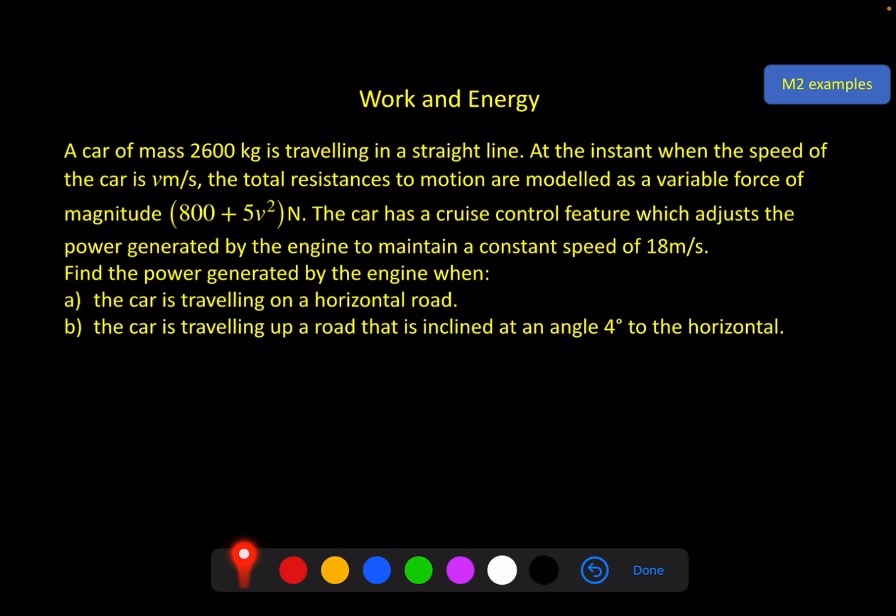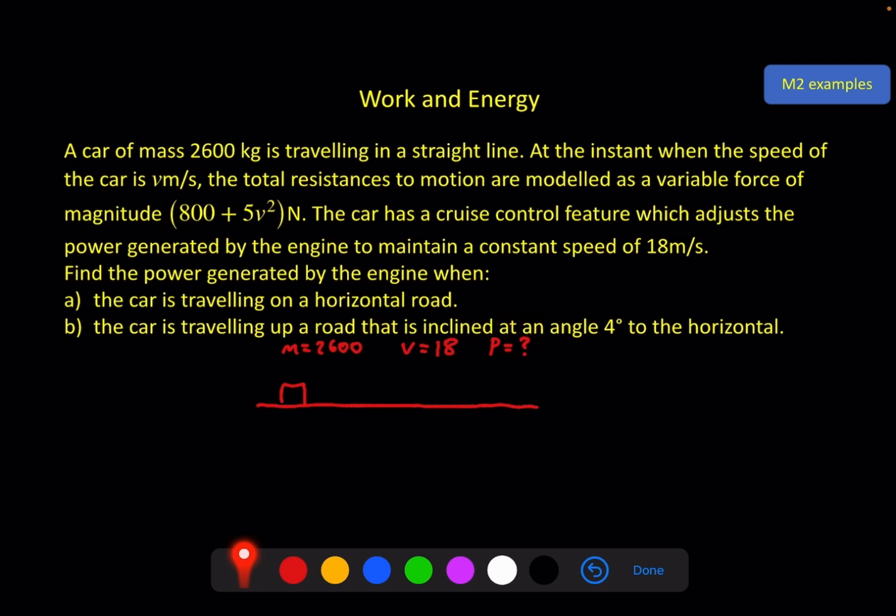Find the power generated by the engine when the car is traveling on a horizontal road and when it's going up at an angle of 4 degrees to the horizontal. So for part A, we've got a horizontal road. Here's our car, mass 2,600, velocity is a constant speed of 18 meters a second. The power is something we don't know.